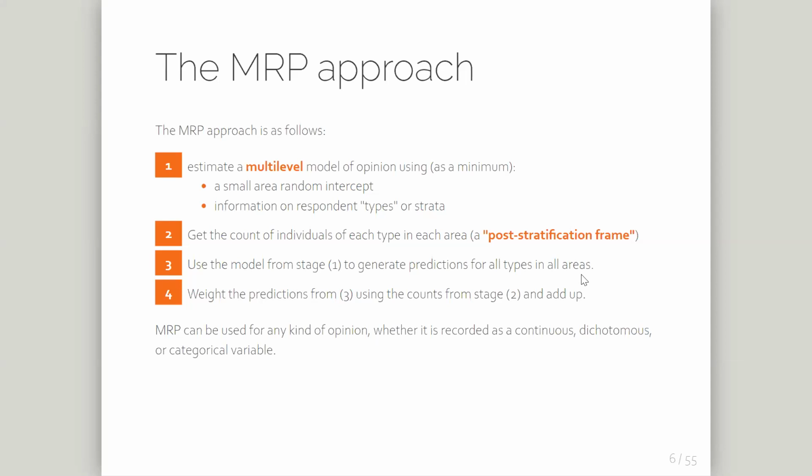And this is a strategy which can be used for any kind of opinion. It could be some kind of continuous measure like a feeling thermometer. It could be a dichotomous variable, whether you support or oppose higher taxes, or it could be a multinomial outcome, as in the case of vote intention.